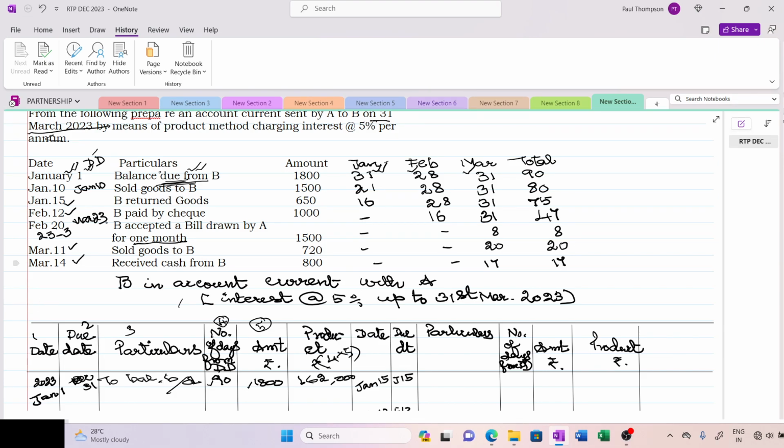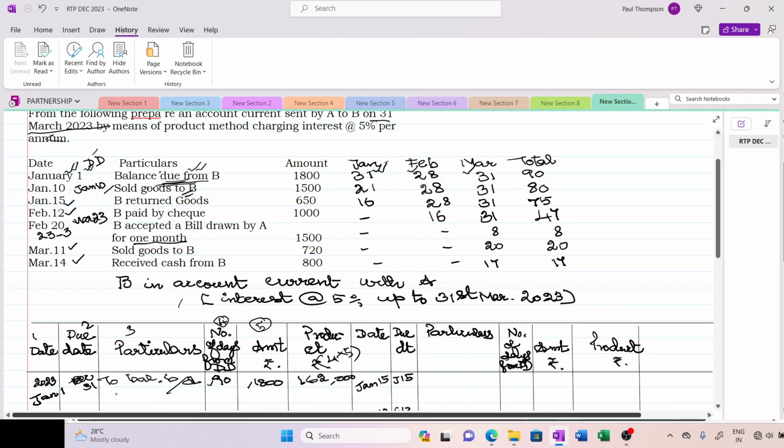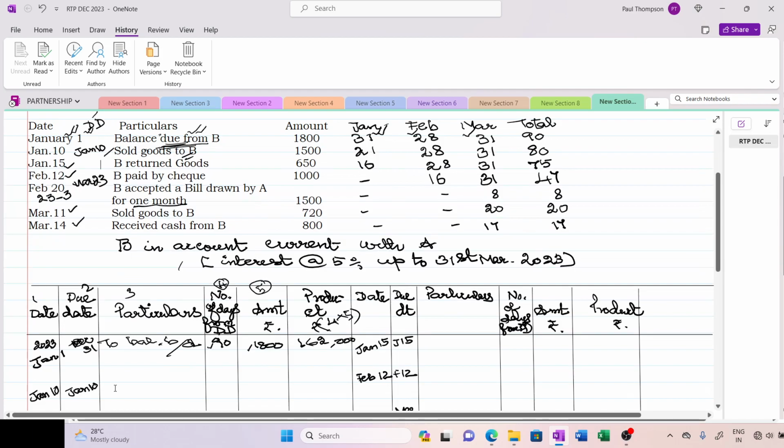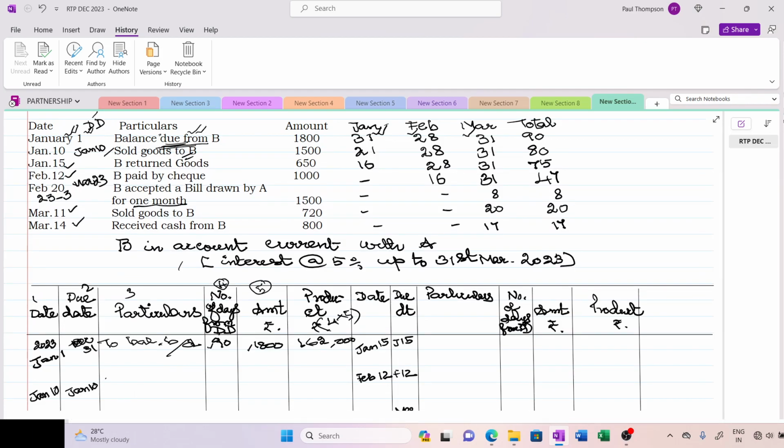Second one, see here, sold goods. So who is the receiver here? This is in the books of A we are writing. So I have sold goods to B. So B is the receiver. So receiver has to be debited. So I am writing on the debit side to sales account.